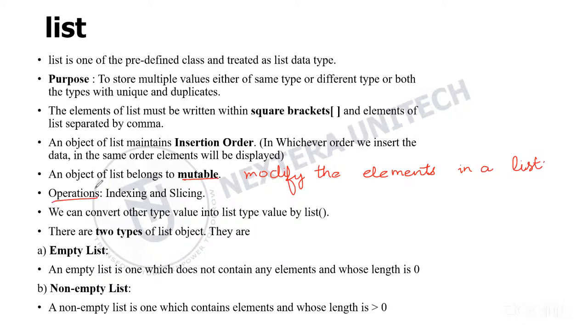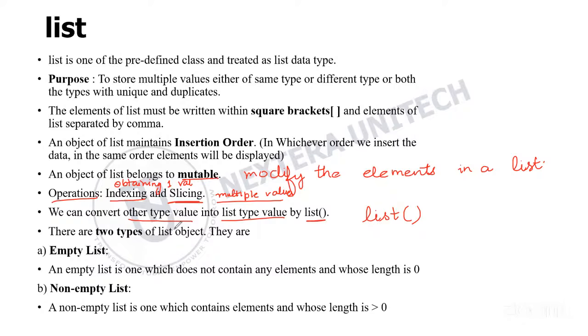And the operations which we can perform on a list are indexing, that is obtaining a single value, and slicing, obtaining multiple values, or we can obtain a group of values in your list. And then we can convert any other type of value into list type value by using the function list parenthesis. So using this, you can convert any other data type value into a list value.